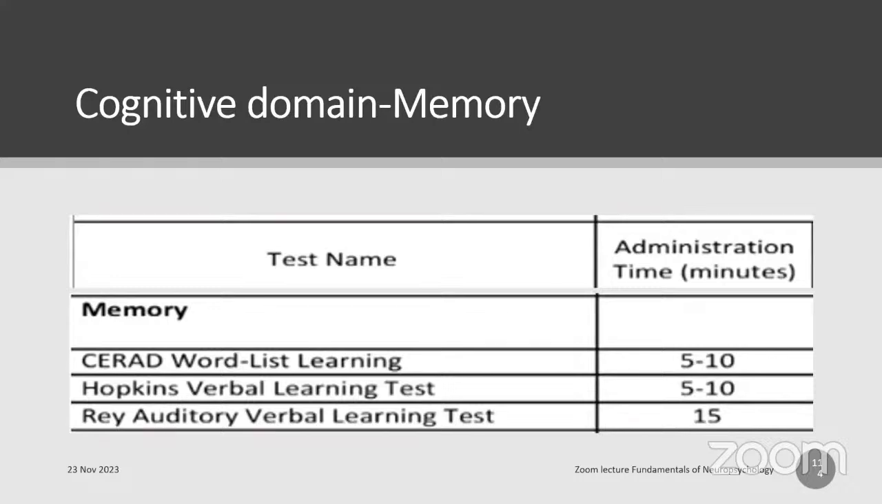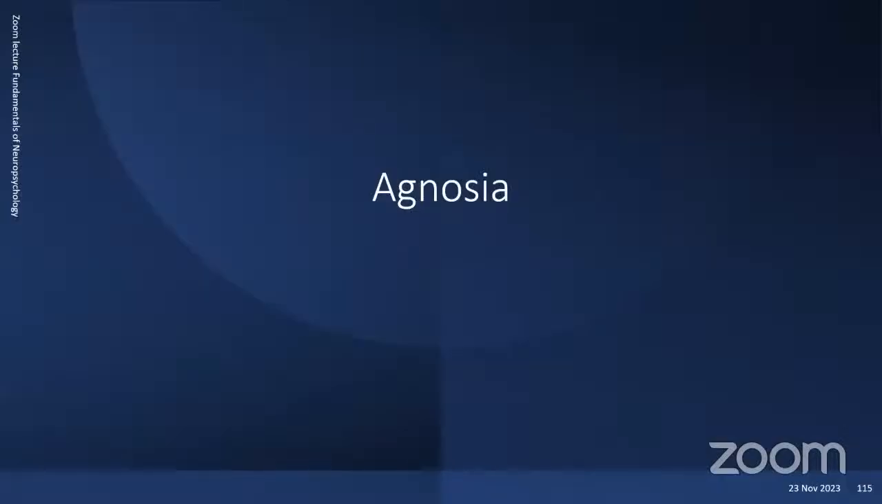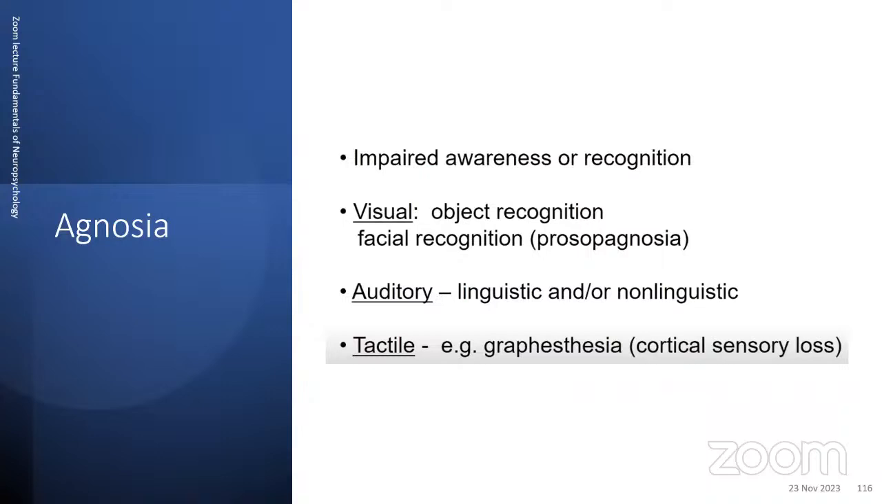And what is the test you do? Word list learning takes about 5 to 10 minutes. The auditory verbal learning test takes about 15 minutes. That takes longer. Now go to agnosias: impaired awareness or recognition, visual agnosia, object recognition, facial recognition, that is prosopagnosia. Linguistic or non-linguistic recognition problems, where you're not able to identify the letters. Tactile is cortical sensory loss, graphesthesia.